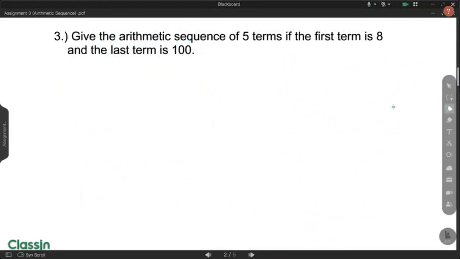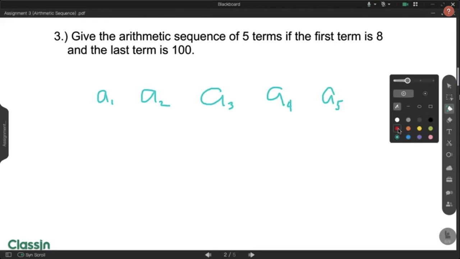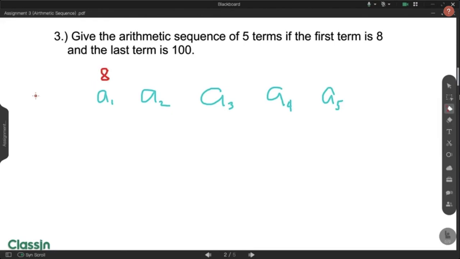Give the arithmetic sequence of 5 terms if the first term is 8 and the last term is 100. You have a sub 1, a sub 2, a sub 3, a sub 4, and a sub 5. We're asked to find the arithmetic sequence of 5 terms. In other words, we have to give the first 5 terms of the sequence with the first term 8 and the last term 100.